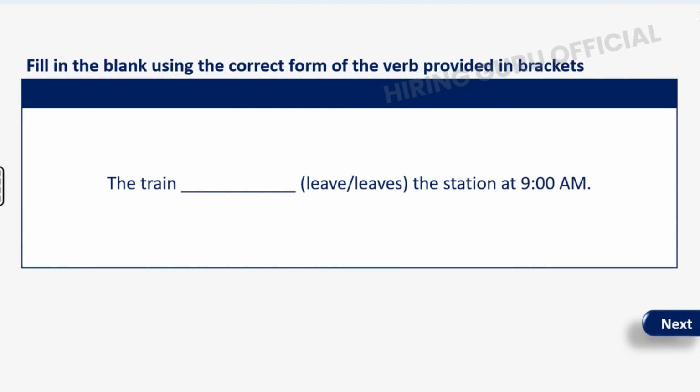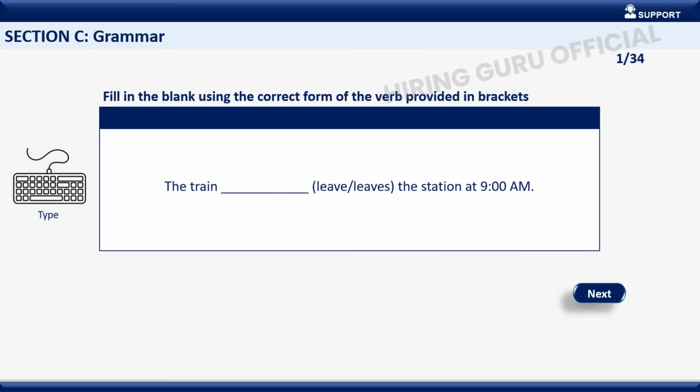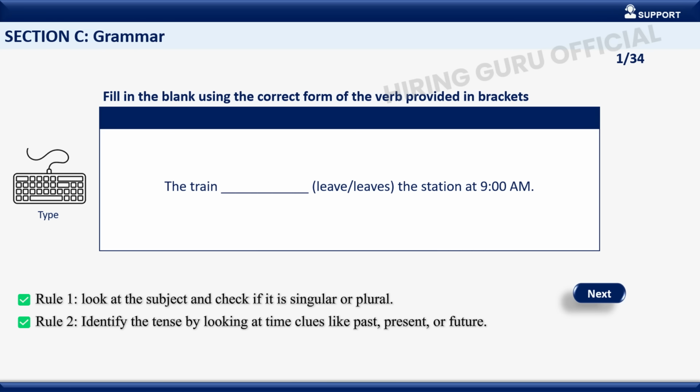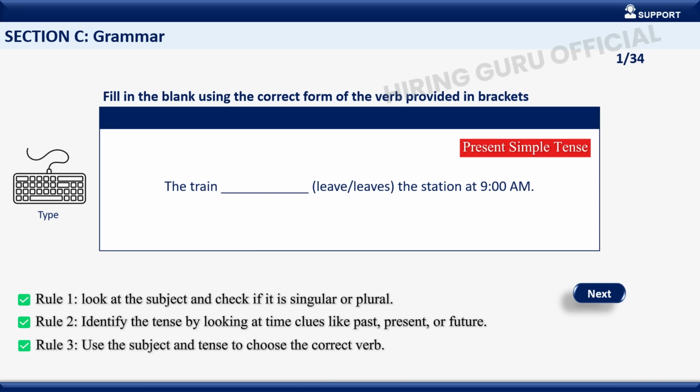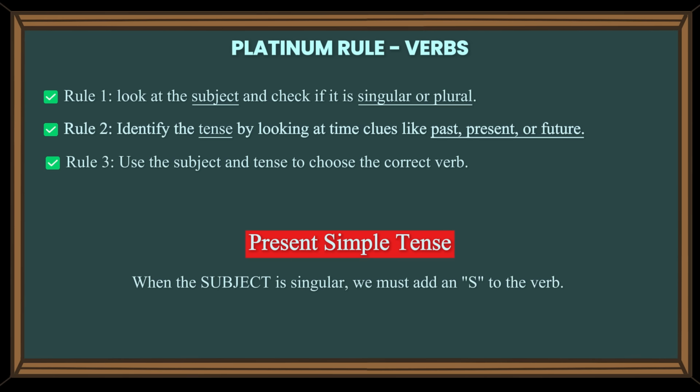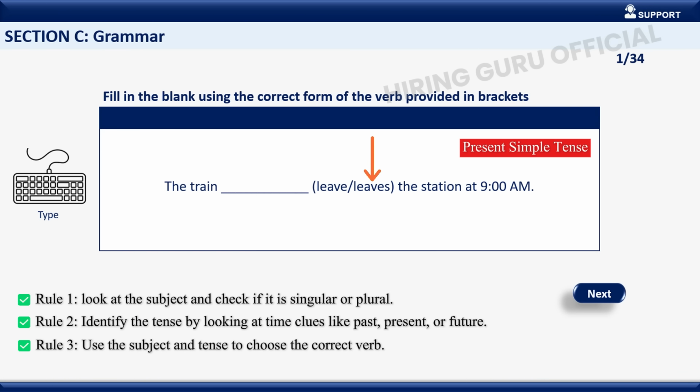Let's try this with an example. So the question reads as, the train dash the station at 9 a.m. Okay, so the first thing we need to do is to check the subject. Since we are talking about only one train, this means the subject is singular. Now it's time to figure out the tense. Since the sentence talks about a fixed schedule, we should use the present simple tense. Now the last thing that we need to do is to choose the correct verb. So the rule says in the present simple tense, when the subject is singular, we must add an S to the verb. So the correct answer is leaves. The train leaves the station at 9 a.m.